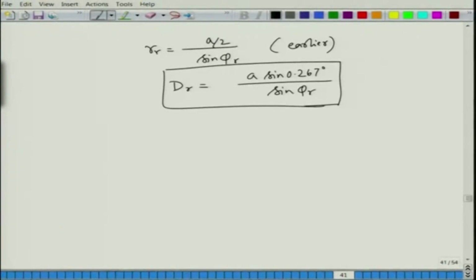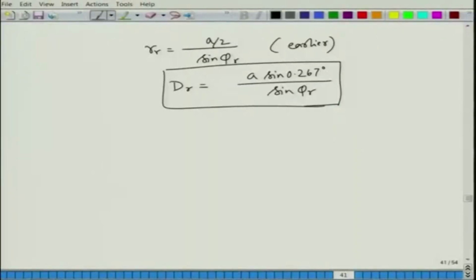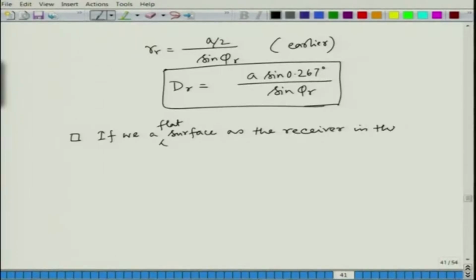Okay, in terms of the aperture width and the rim angle, you can write the minimum diameter that you require for the receiver tube. Okay. Now, next question is, if we have a flat surface as the receiver in the focal plane.